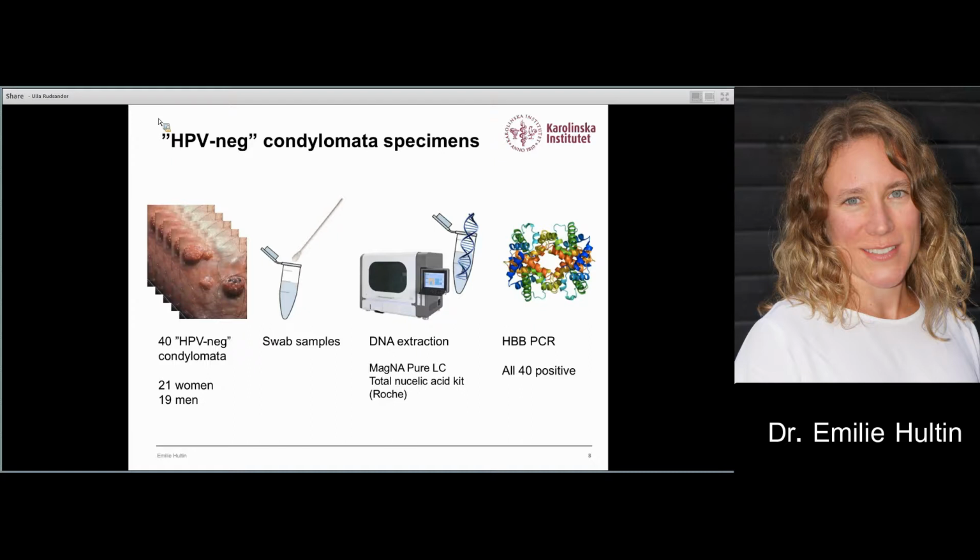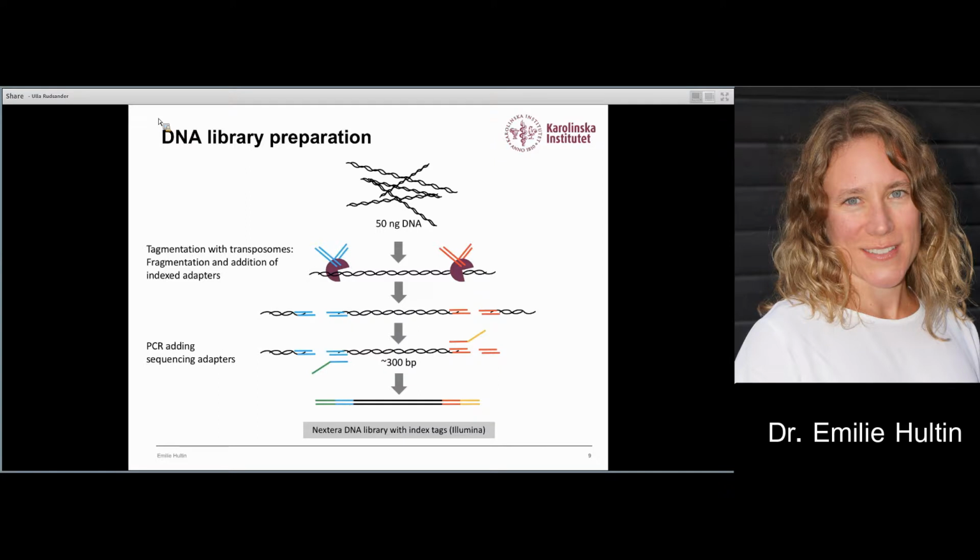In order to be able to sequence the DNA in the samples, the DNA needs to be prepared. And we used the Nextera DNA library preparation from Illumina. We started with 50 nanograms of DNA per sample, and the DNA needs to be, in the first step, fragmented. And that is done using transposomes, enzymes that cut the DNA and at the same time add adapter sequences to the ends of the fragments. This step is called tagmentation.